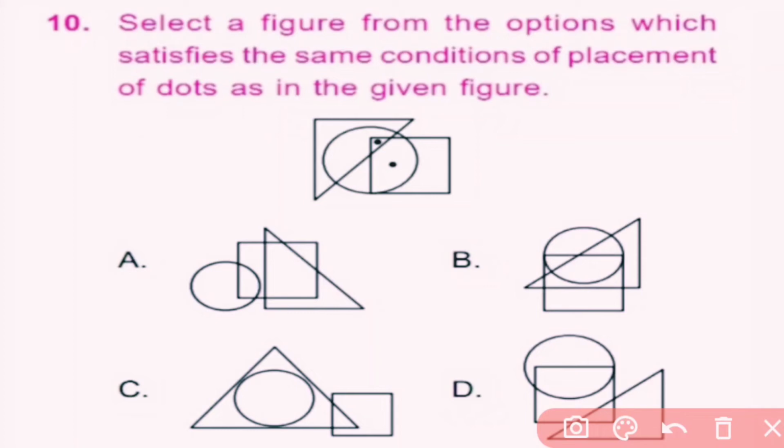Question number 10. Select a figure from the options which satisfies the same condition of placement of dots as in the given figure. So here in the given figure, this dot is placed in some part of square and circle, and this dot is placed in some part of square, circle and triangle. So here in option B, it is possible to place one dot in some part of circle, square and triangle, and one dot in some part of circle and square. So here B is correct answer.